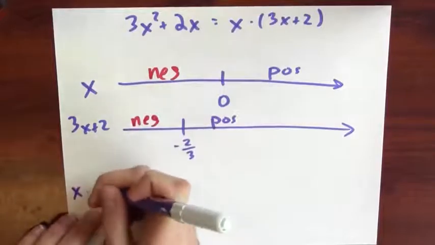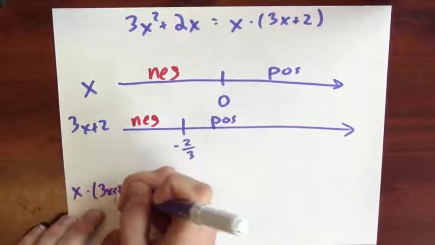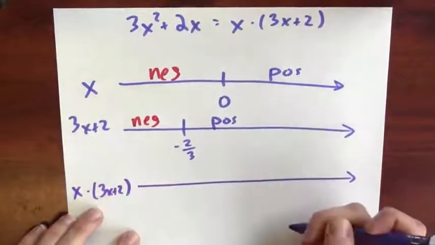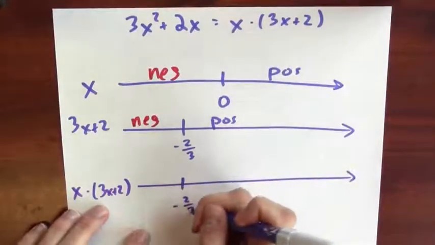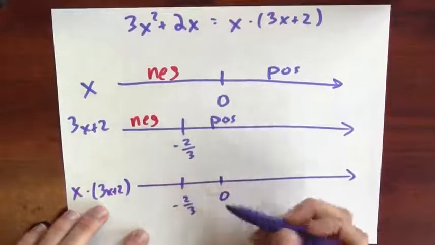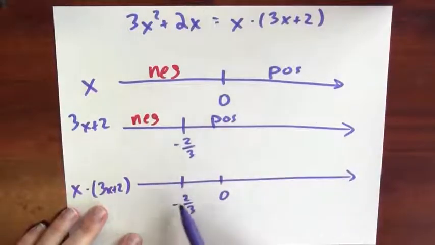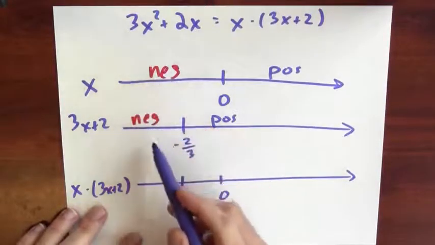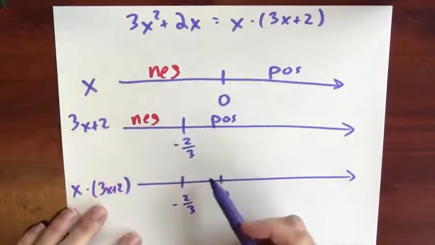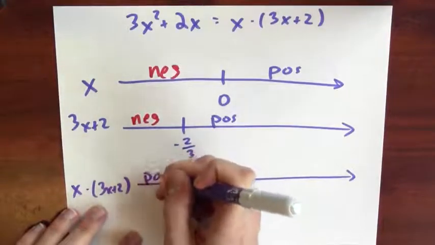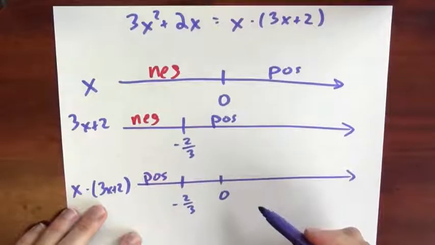So I'll write down the product, x times (3x plus 2), make a new number line here. I'll record both of these points, minus 2/3 and 0, and then I can think about what happens. When x is less than minus 2/3, then x is negative and 3x plus 2 is negative, so the product is a negative times a negative, which is positive.